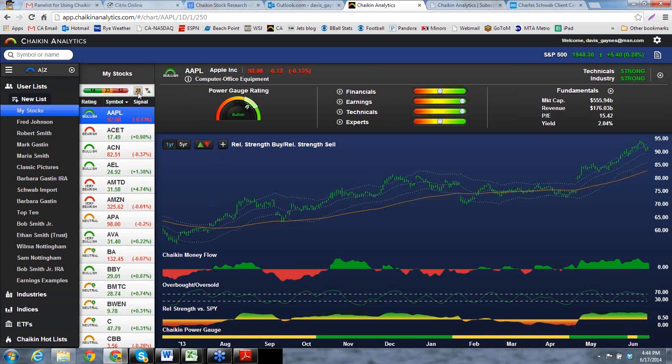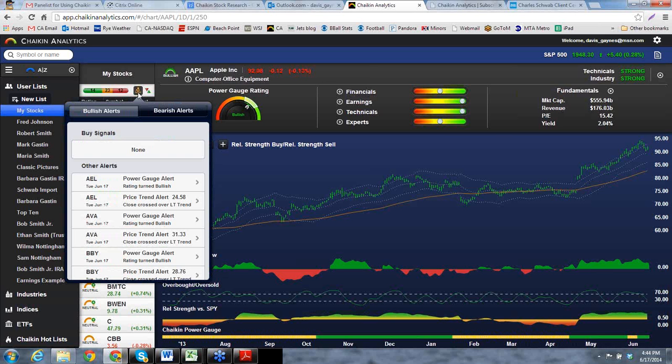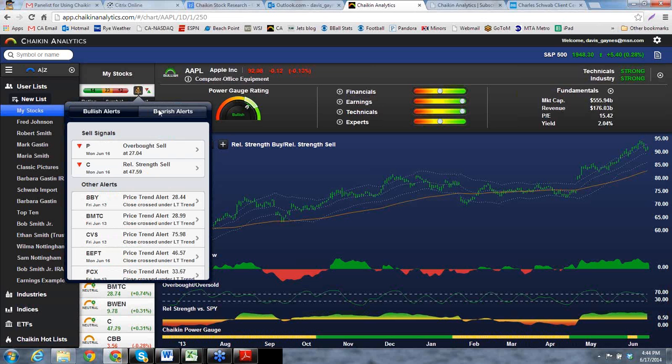The little bell here is probably the most important feature we offer in terms of alerting you to what might be going on in your portfolios or your lists. We have bullish and we have bearish alerts that come up every day. What we're going to show you are 2 days worth of alerts. So today's Tuesday. We'll have anything from Monday, yesterday, or the previous trading day, Friday, that were triggered. And we're looking at the bearish alerts right now.